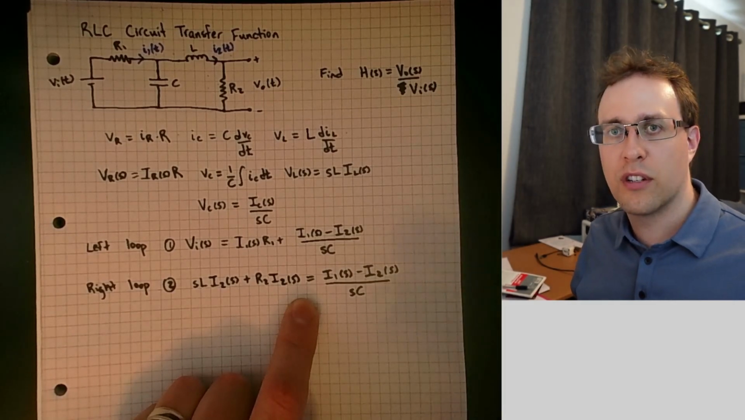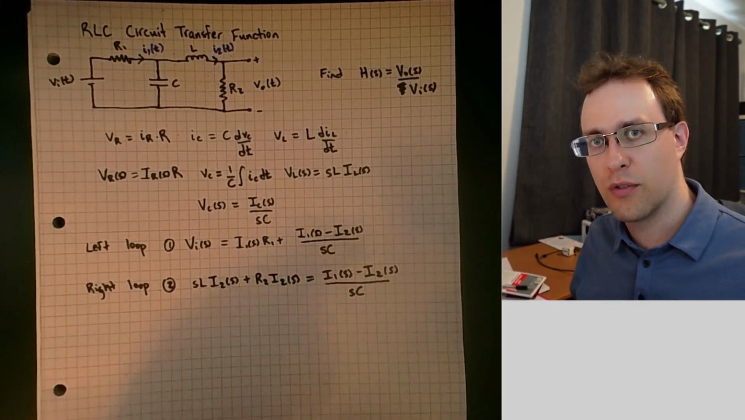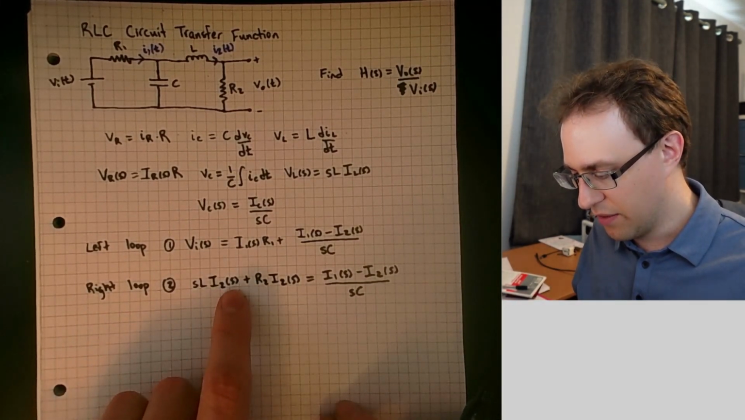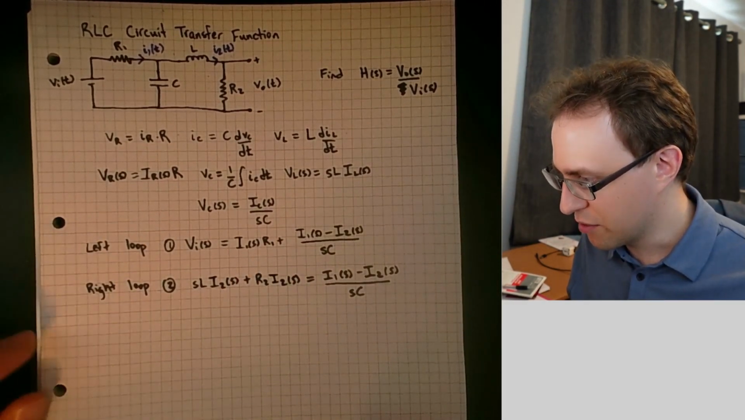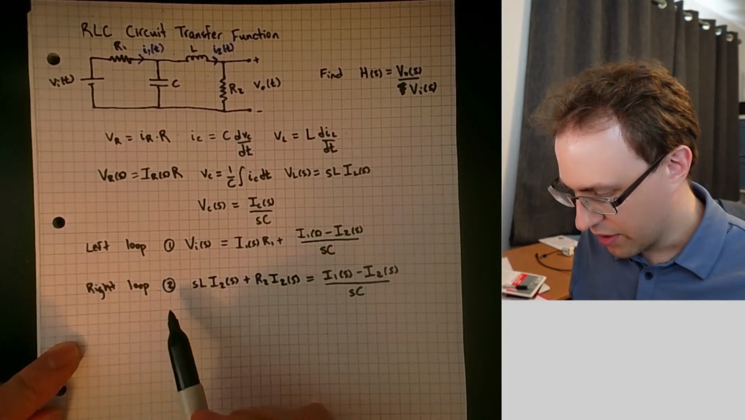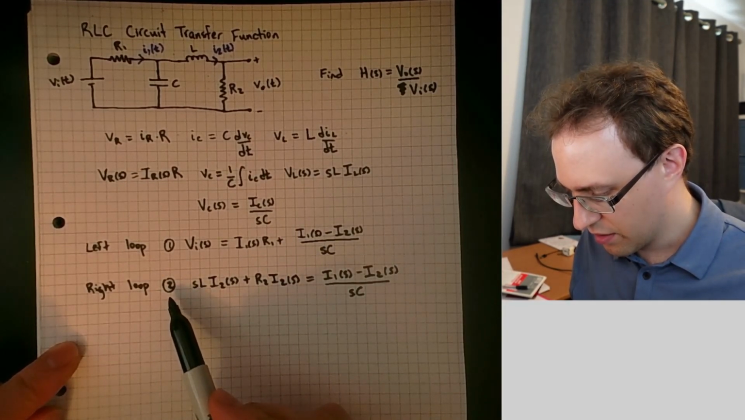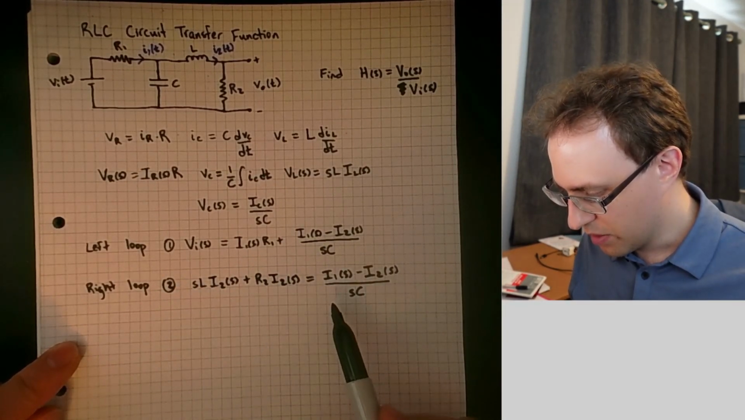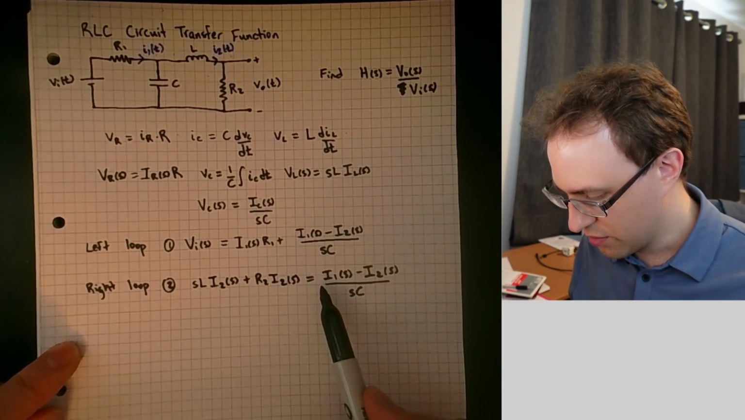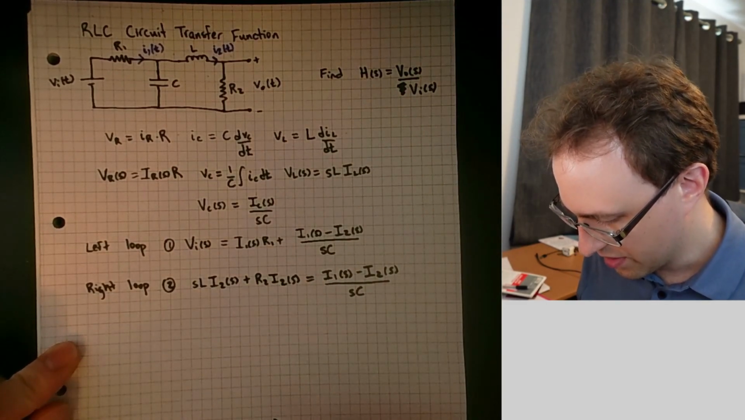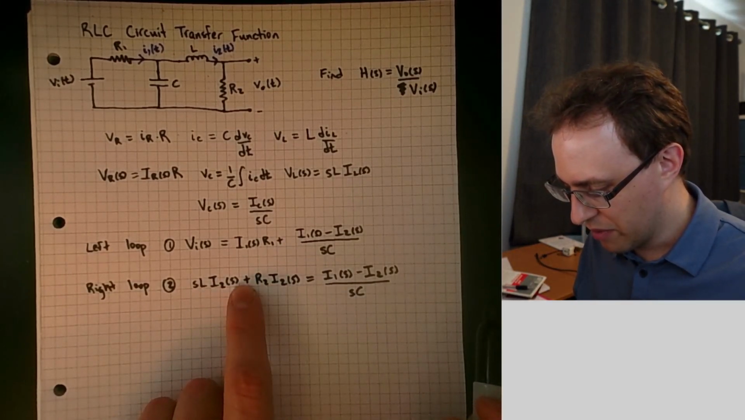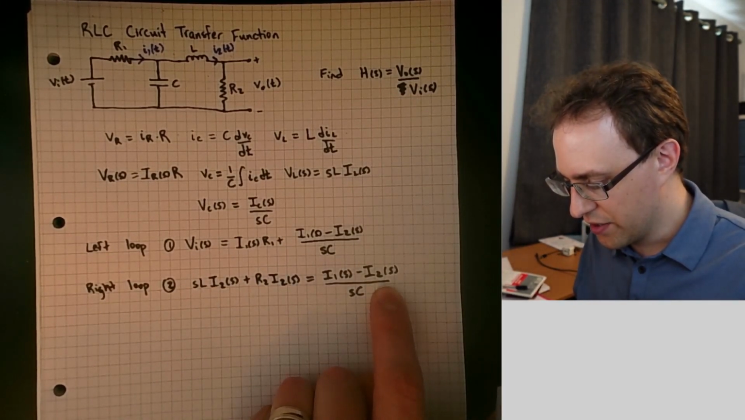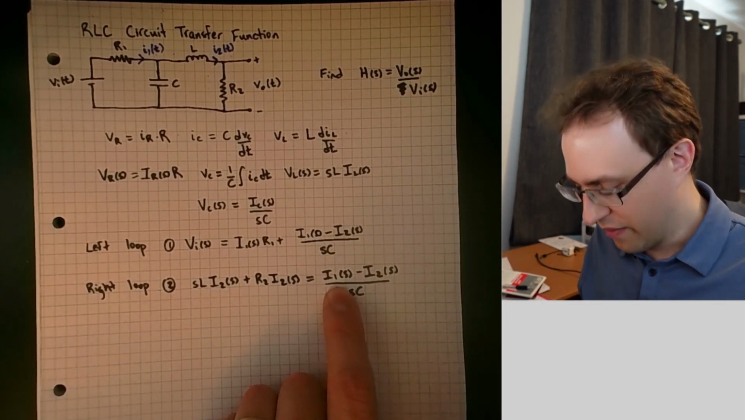Now to make the notation a bit simpler for the rest of this question, we're going to drop the of S's. So we'll leave out the brackets and S's. It'll be understood that we're doing everything in the Laplace domain. I'll start now by trying to rearrange this expression for the second loop so that we get a single equation with I1 of S on one side. So if we take this left-hand side, multiply it by SC, and then add I2 of S, that will be equal to I1 of S.